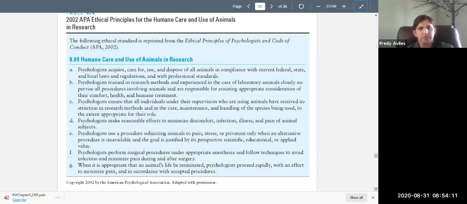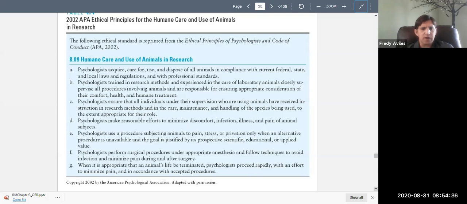If you use a procedure where animals are subjected to pain, stress, or privation, where you deprive them of certain things, right? You make sure that you only do that when other methods are not available, when you can't do otherwise, basically. If you perform surgical procedures, you have to use anesthesia and things like that. You can't just say, hey, there's animals, they don't need anesthesia for these animals, right?